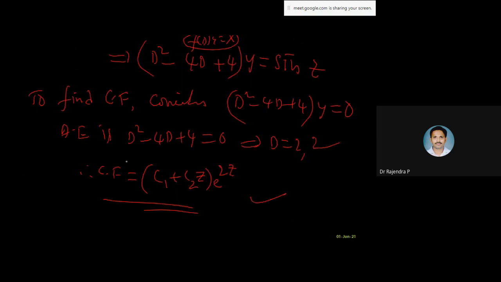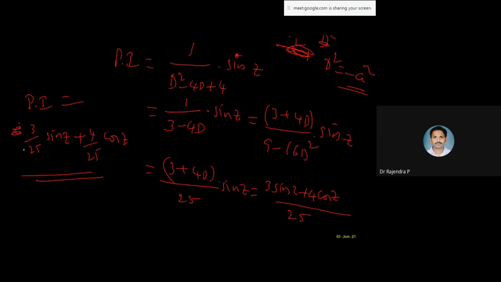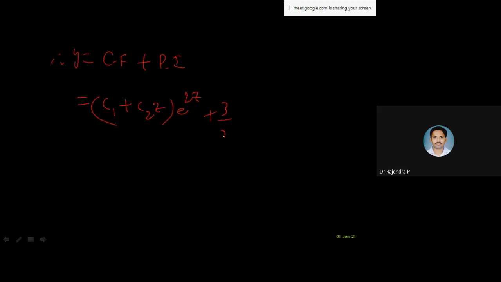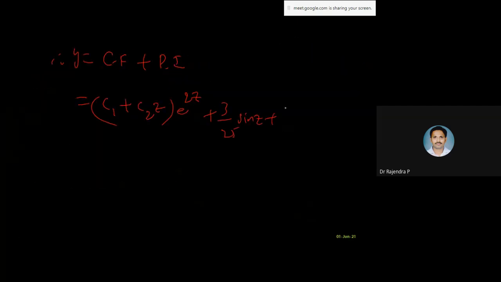So now your final answer will be y is equal to complementary function plus particular integral. You may remember your complementary function. This is your complementary function, C1 plus C2 z into e power 2z. And this is your particular integral, 3 by 25 sin z plus 4 by 25 cos z. Okay, this is your y.